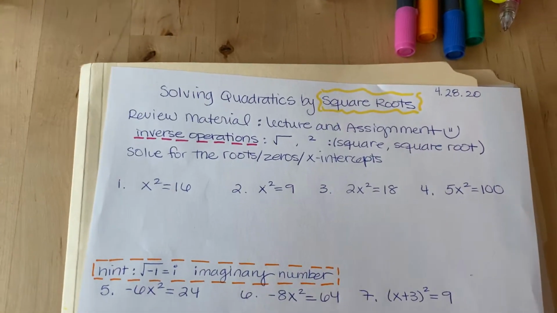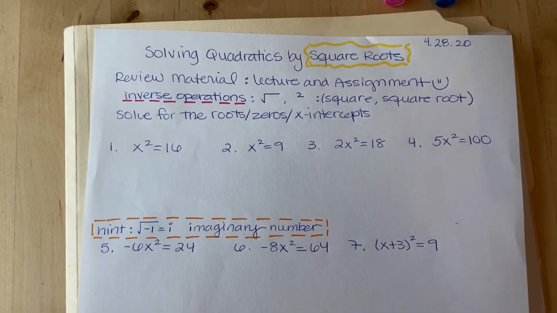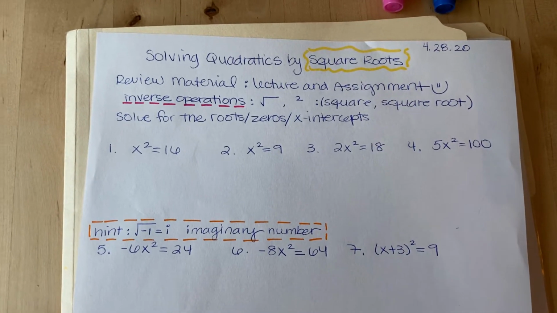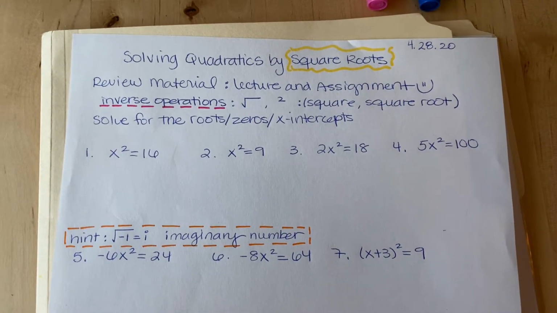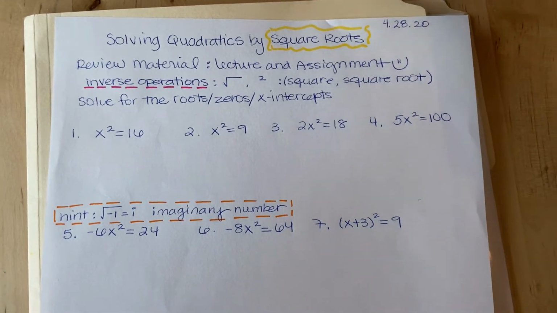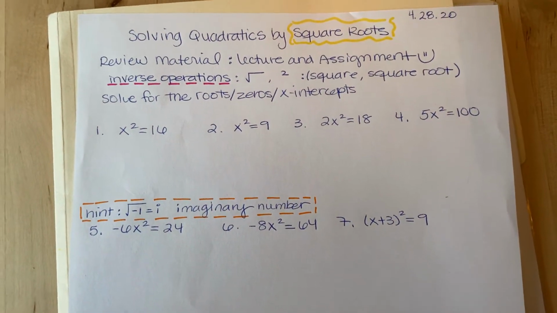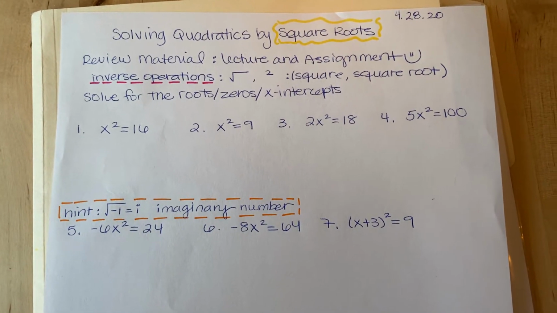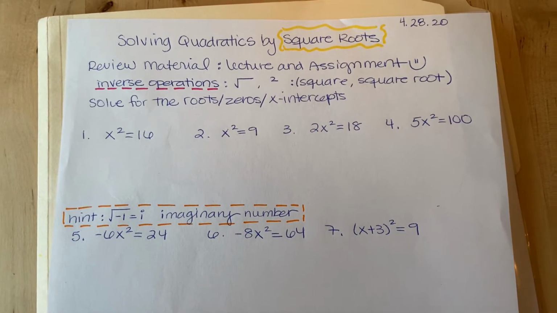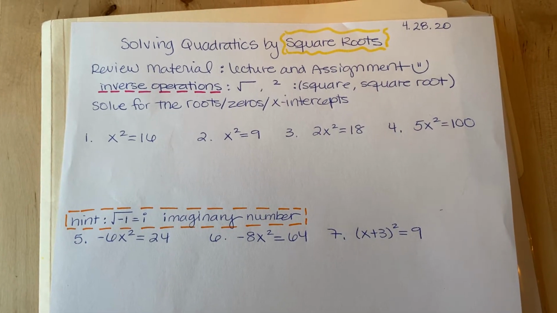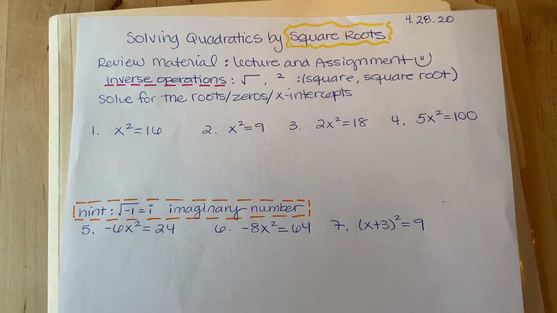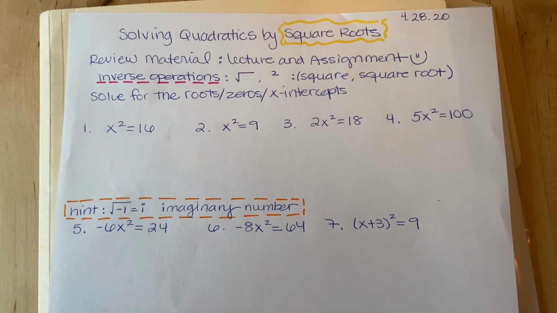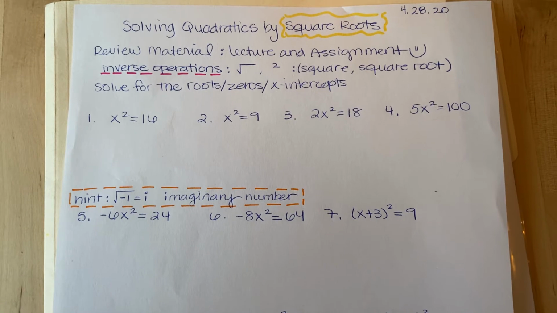I'll hold the camera over the assignment for a while. So we're solving quadratics by square roots. It says review material. It's the lecture and the assignment. Inverse operations: remember, inverse operations are adding, subtracting, multiplying, dividing. Square rooting and squaring are inverse operations. So that's how we're going to solve for the roots, zeros, intercepts.